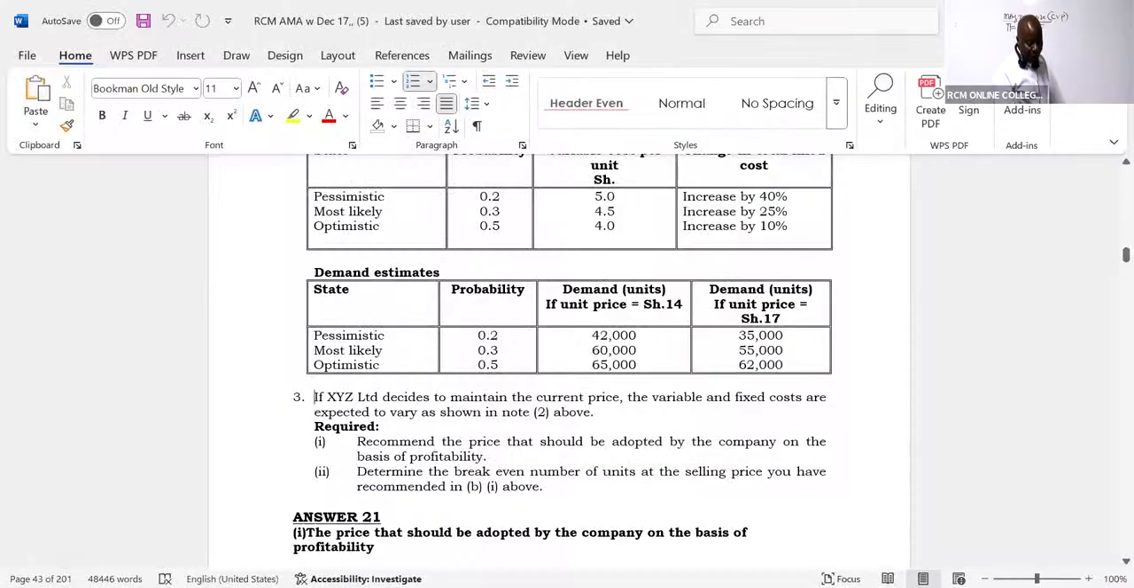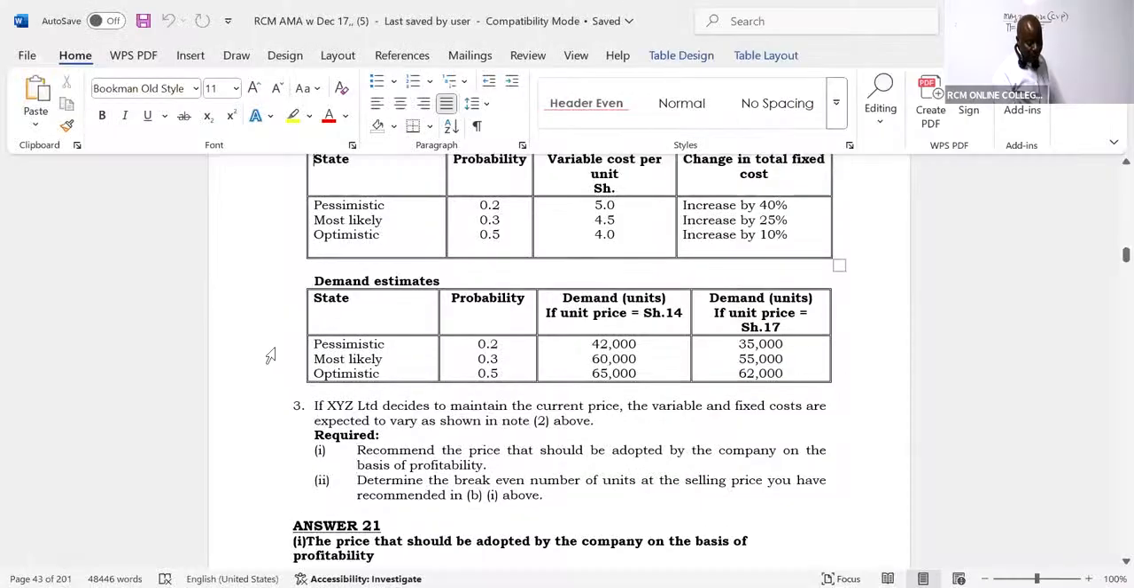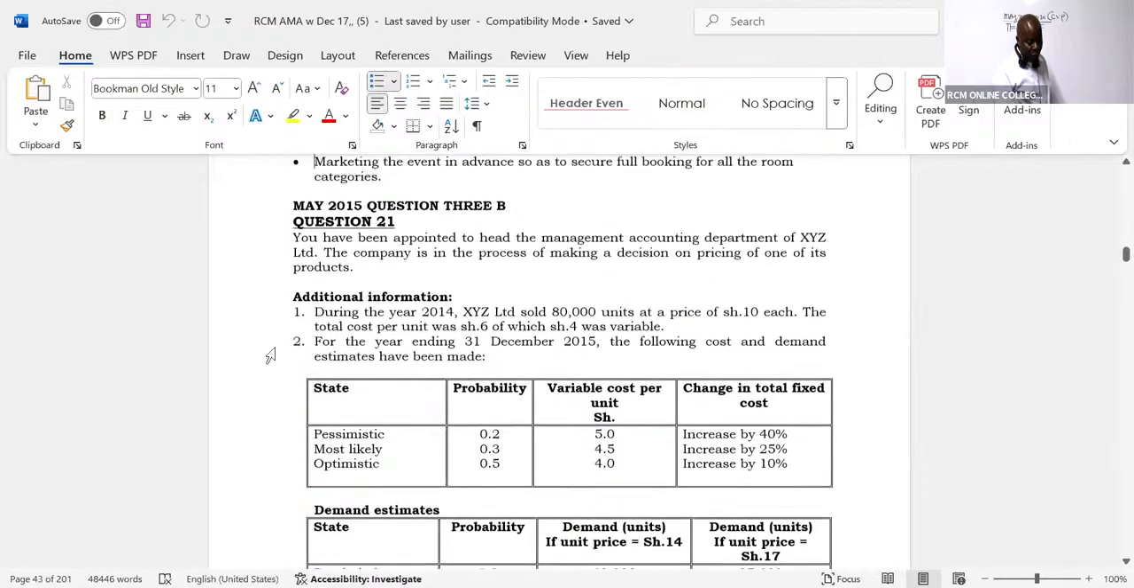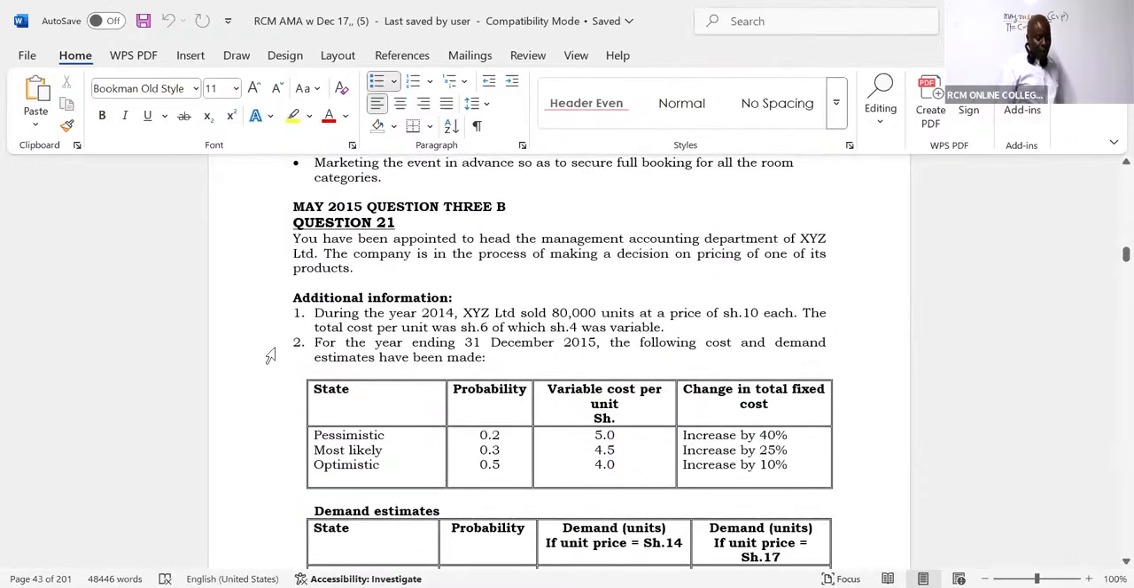And all these questions are very, very similar, so you will be happy at the end of the day. So this is the question, question 3B. Actually 3B, not 3A, 3B.